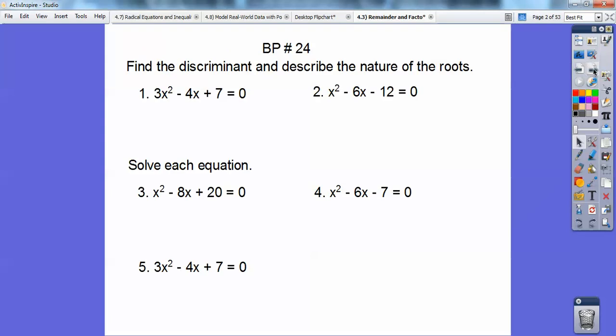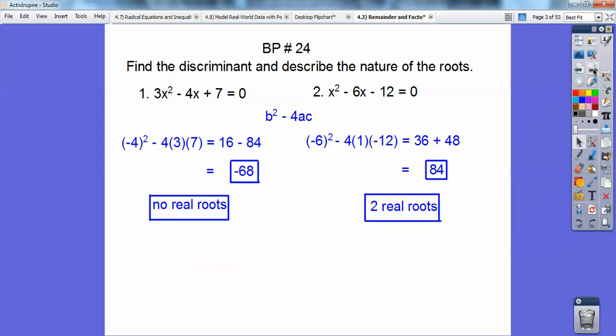Let's go ahead and take care of the board problem. Find the discriminants and describe the nature of the roots. So that's the b squared minus 4ac. Here I got a negative number, so there's no real roots. Here I got a positive number, so there's two real roots. If it was equal to 0, there'd be one real root.